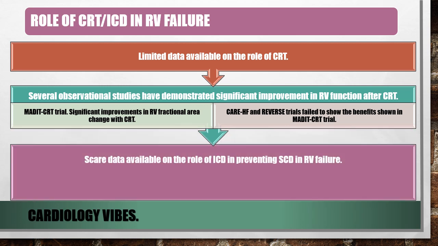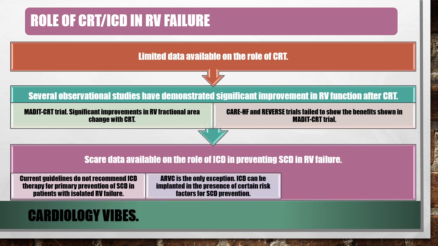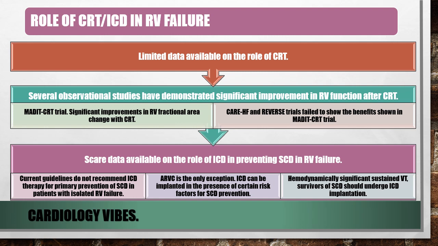Similarly, scarce data is available on the role of ICD in preventing sudden cardiac death in right ventricular failure. Current guidelines do not recommend ICD therapy for primary prevention of sudden cardiac death in patients with isolated RV failure. Arrhythmogenic right ventricular cardiomyopathy is the only exception where ICD can be implanted in the presence of certain risk factors for sudden cardiac death prevention, primary prevention I'm talking about. Hemodynamically significant sustained VT or survivors of sudden cardiac death should undergo ICD implantation for secondary prevention.